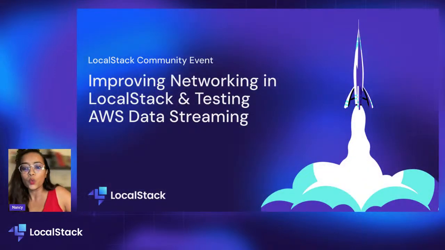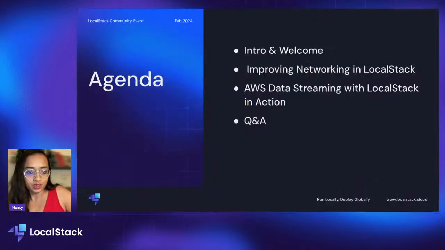And today we're going to discuss how we are streamlining the networking experience with LocalStack. We are also going to discuss data streaming with LocalStack. So let's get started. For today's agenda, we have intro and welcome, which we are already doing. The first talk is going to be improving networking in LocalStack. The second talk is going to be about AWS data streaming with LocalStack in action. And then we are going to have Q&A.